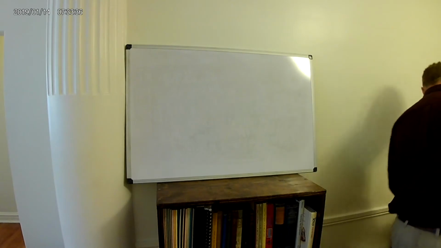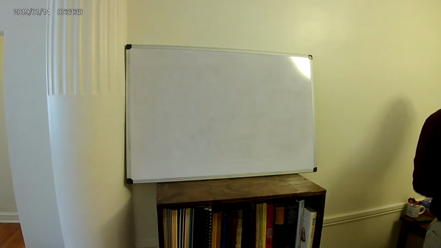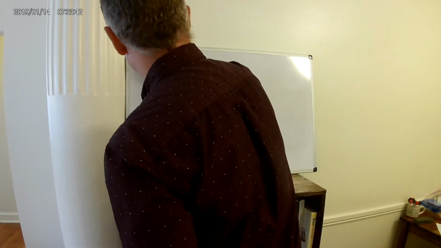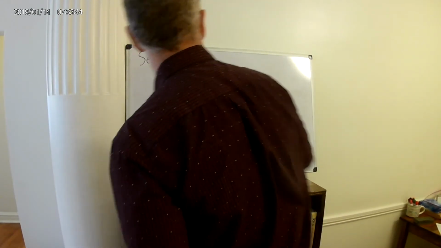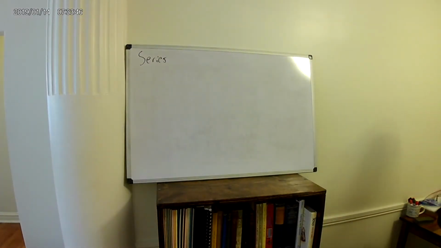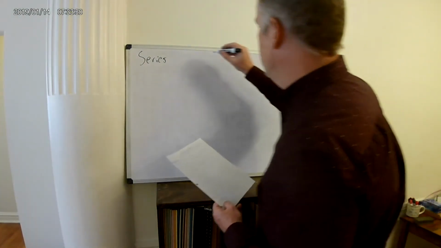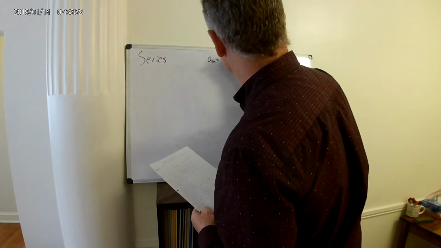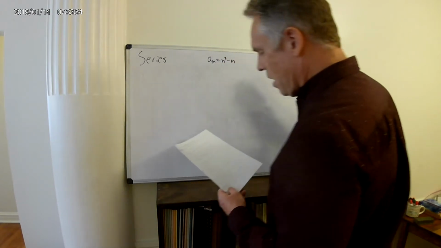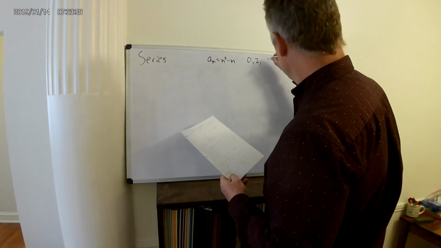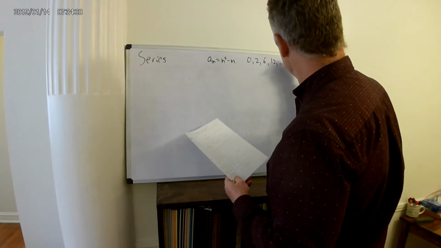Okay, a series is the sum of a sequence. So let's talk about a series. I lost my little sequence up here, but if you remember, I should have kept that here. Let me write it on the side. A_n equals n squared minus n. We figured out the terms of the sequence go like 0, 2, 6, 12, and so on.